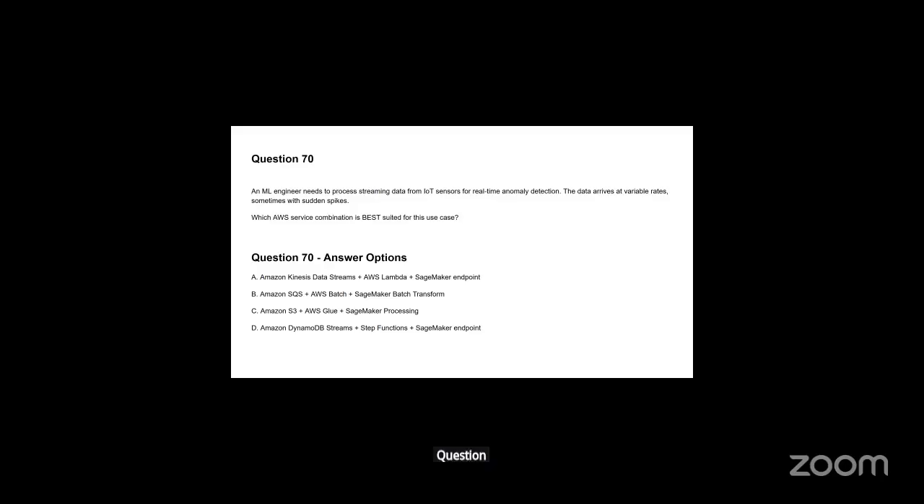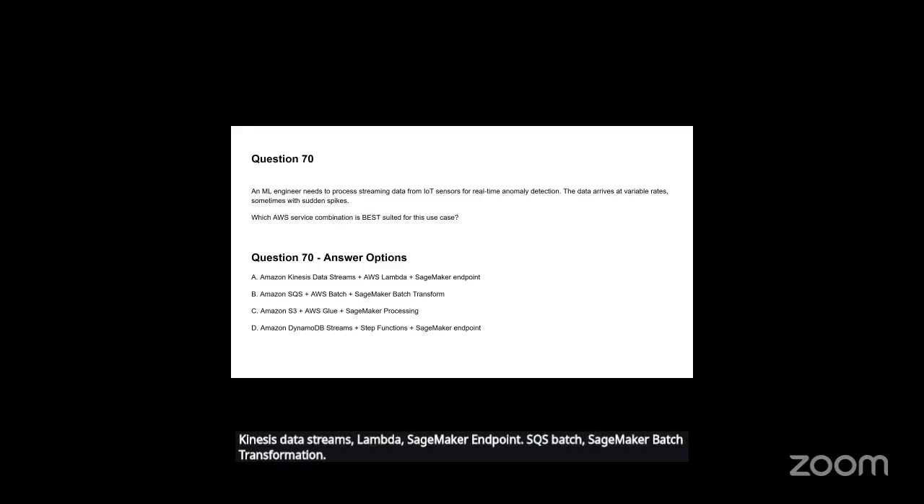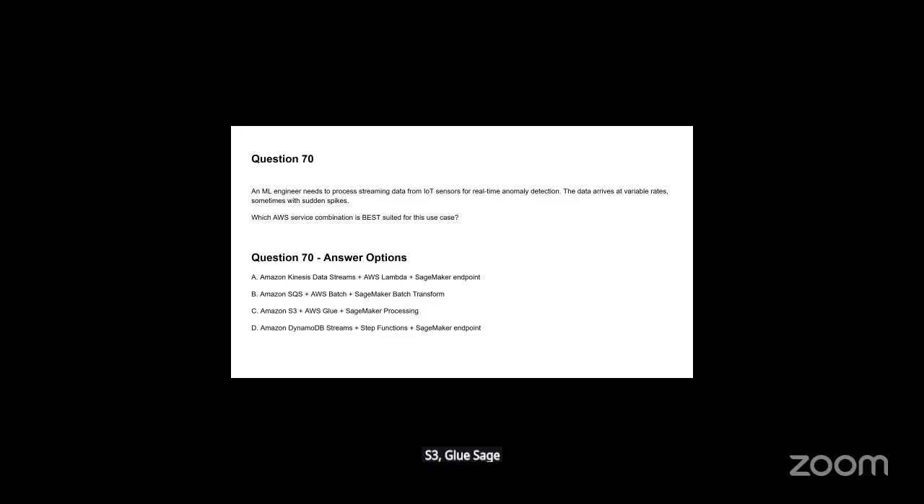Question 70. An engineer needs to process streaming data from IoT sensors for real-time anomaly detection. The data arrives at variable rates, sometimes with sudden spikes. Which service combination is best suited for this use case? Kinesis Data Streams, Lambda, SageMaker endpoint; SQS, batch SageMaker batch transformation; S3, Glue, SageMaker processing; DynamoDB Streams, Step Functions, SageMaker endpoint.